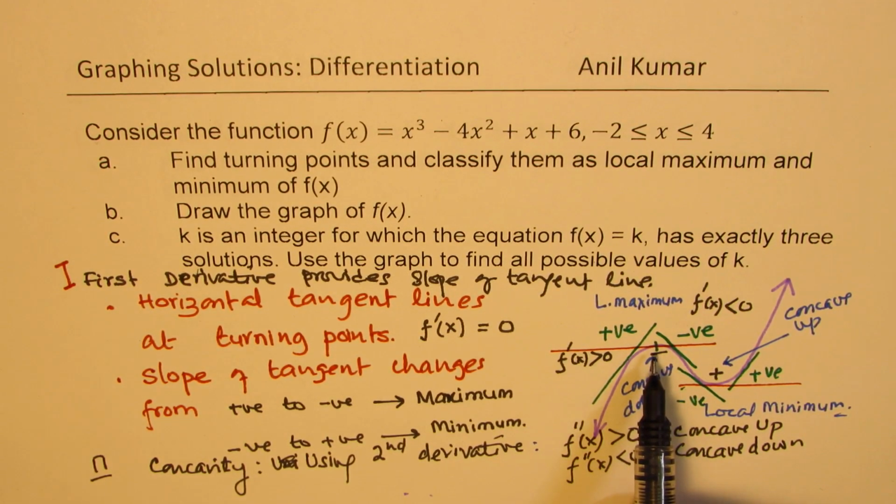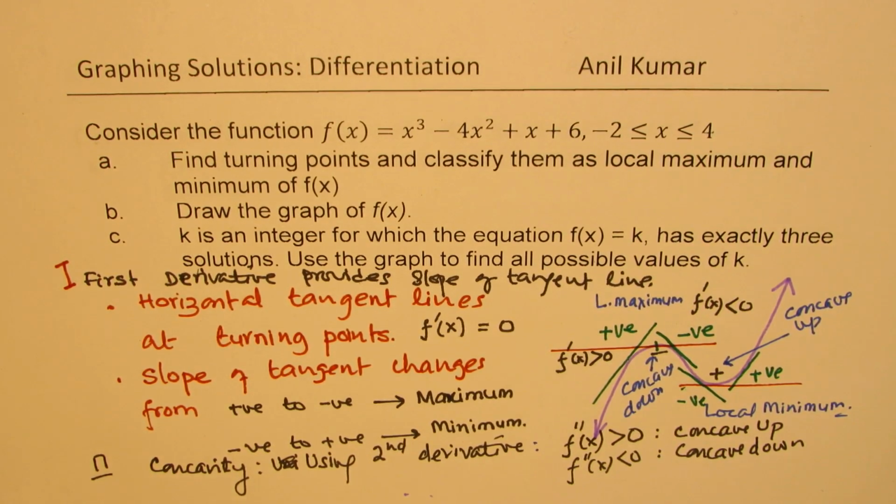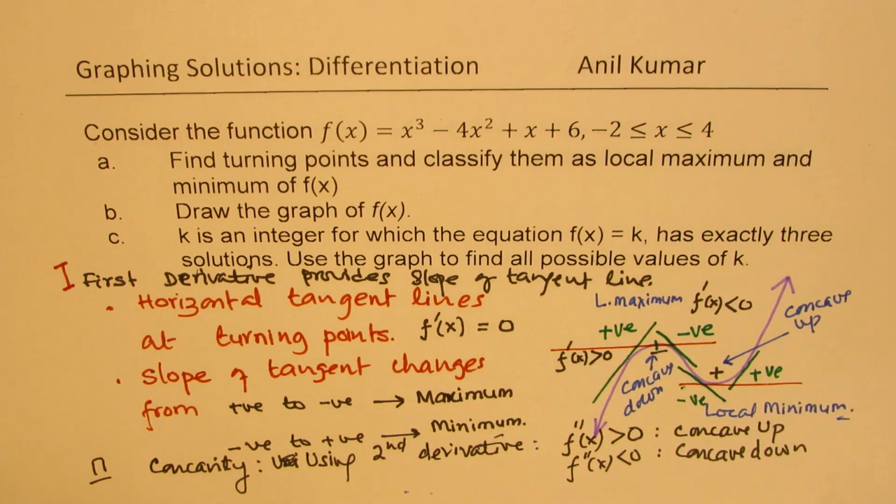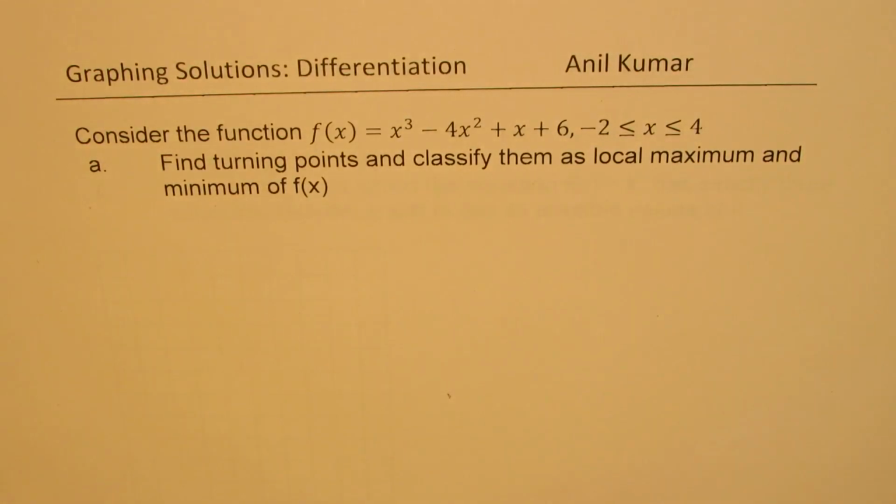So you could check the value of the second derivative at this point. If it is negative, it is going to be local maximum, and if positive, it's going to be local minimum. So either one of these tests can be used to verify local maximum or minimum. Is that correct? So we are going to use this strategy to find the turning points and then to classify them as local maximum or minimum. So with this in mind, let us really answer the question now.